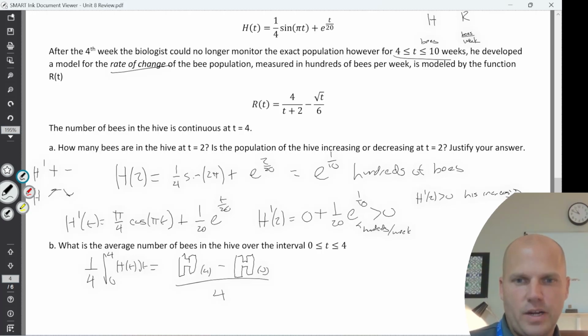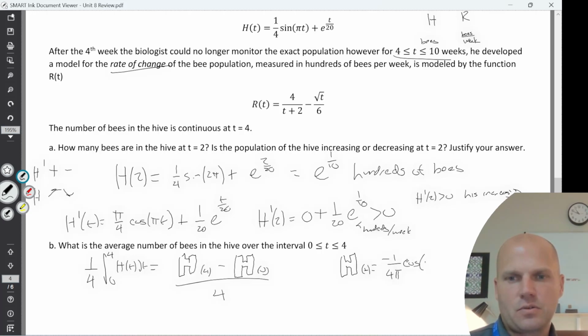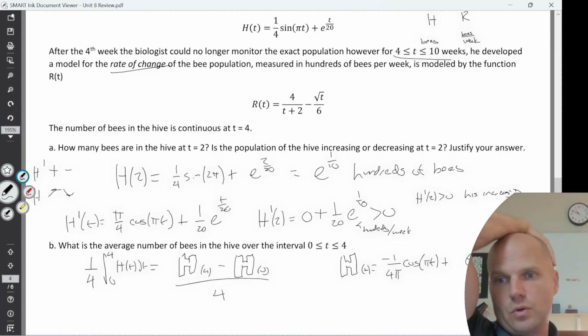All right, so I need super h by taking the antiderivative. Okay, so I need to undo the derivative. I need a 1 over pi. Cosine's derivative is negative sine, so I need a negative 1 over 4 pi cosine pi t. The antiderivative of e to the t over 20 is an e to the t over 20, but then I need to undo with a 20.